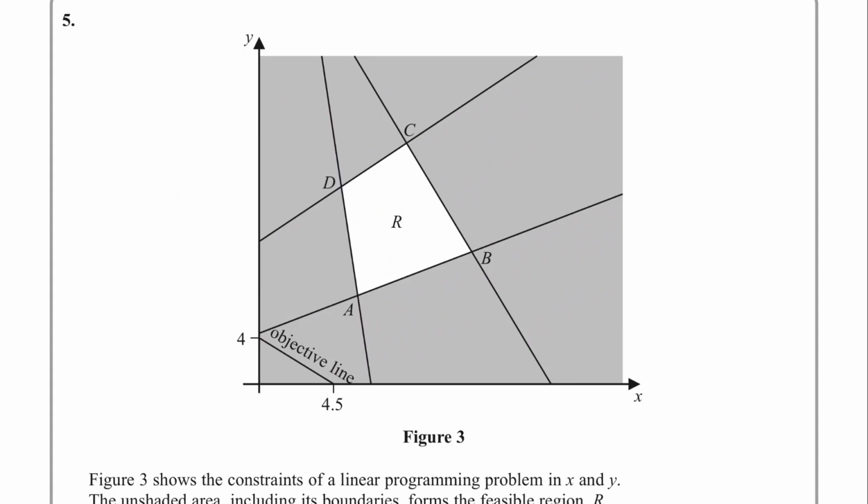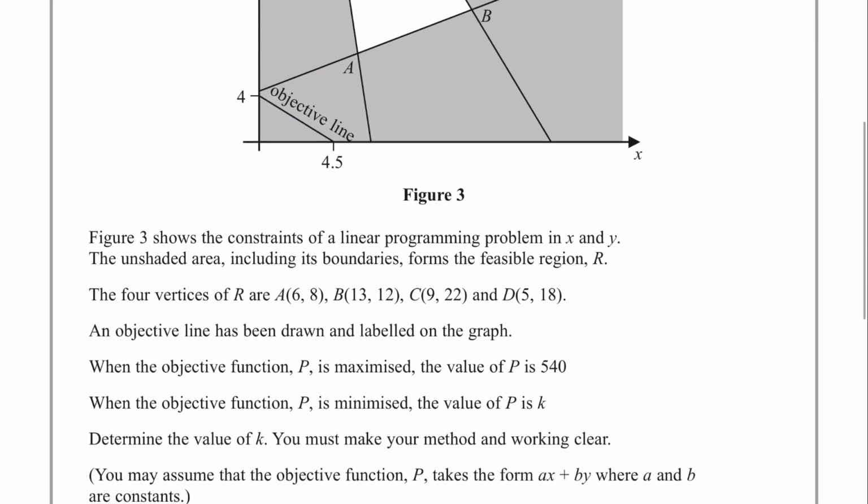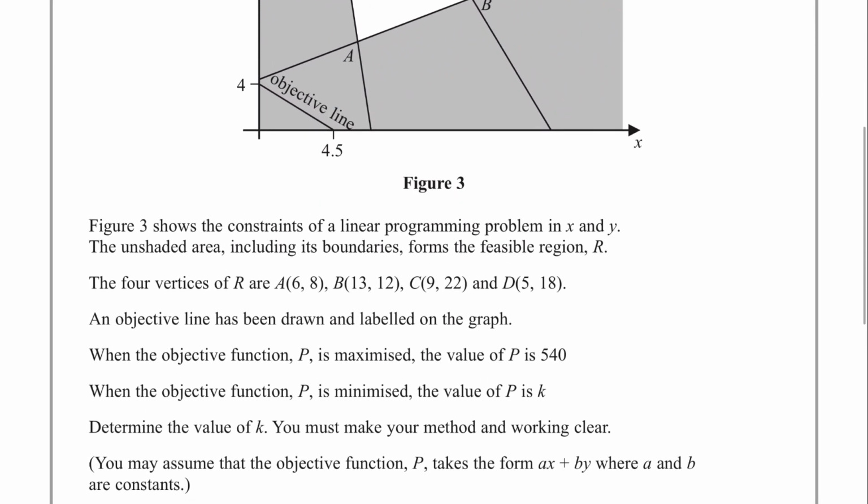Okay, so we're now looking at question number 5 from the January 2024 paper for Decision Maths. We're given a graph with a feasible region, the vertices, and the objective line drawn, so pretty much everything is done for us in this question, but they want us to find the value of k when p is minimized. When p is maximized, the value of p is going to be 540.